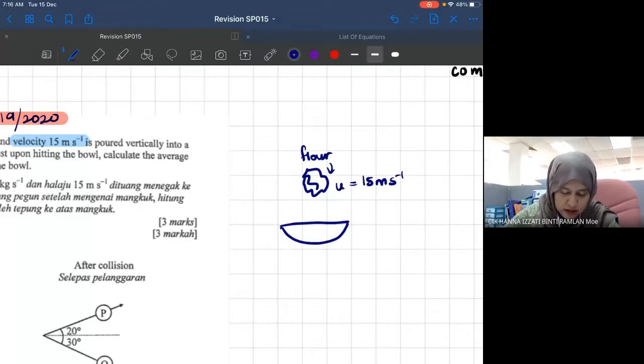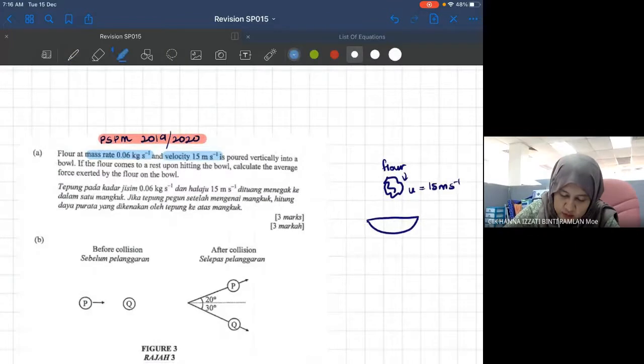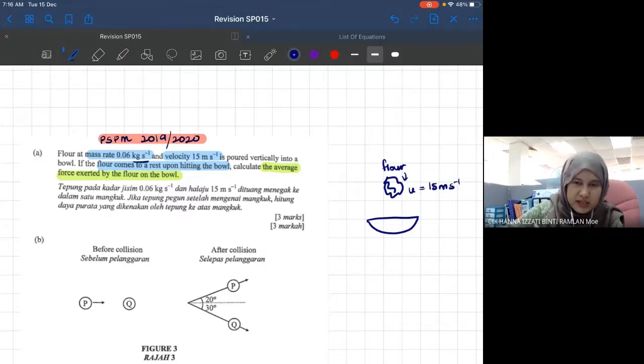Okay, tak apalah, baca dulu soalan dia. Okay. So it's poured vertically into a bowl. If the flour comes to a rest upon hitting the bowl, calculate the average force exerted by the flour on the bowl. Okay. So sekarang ni kita ada tepung di mana mass rate tu. Mass rate tu sebenarnya apa? Kamu tengok unit dia lah kg per second. So dia adalah unit apa tu? Mass per time, I think. Iaitu nilai dia lah 0.06 kg s negatif 1, right?